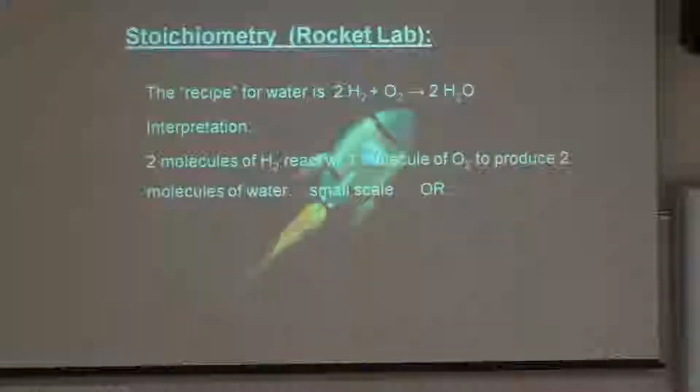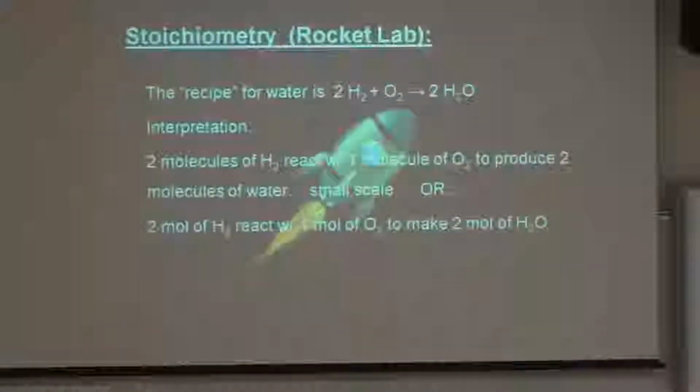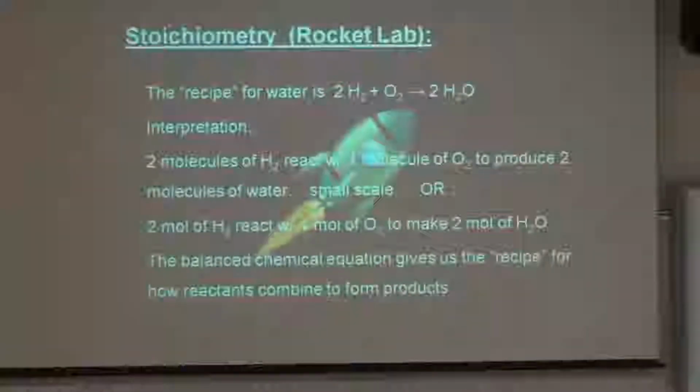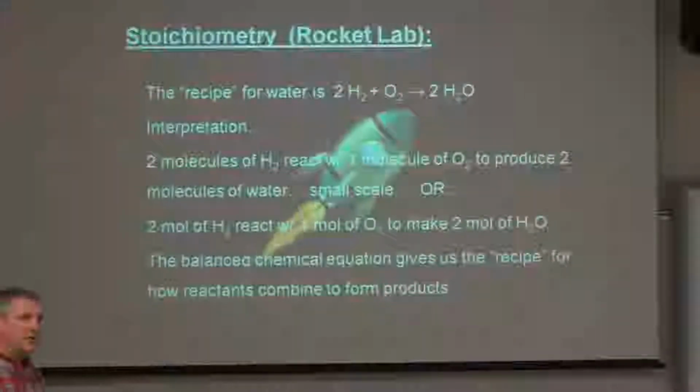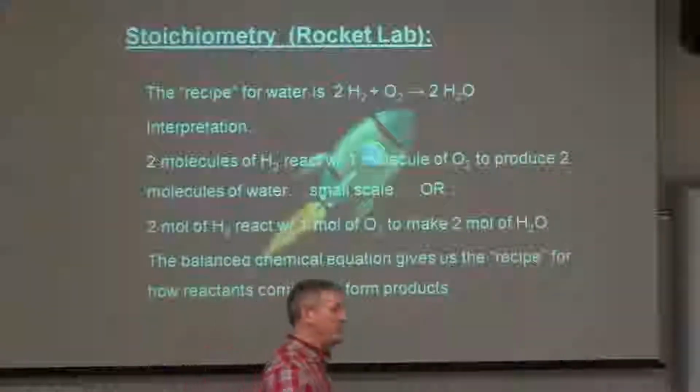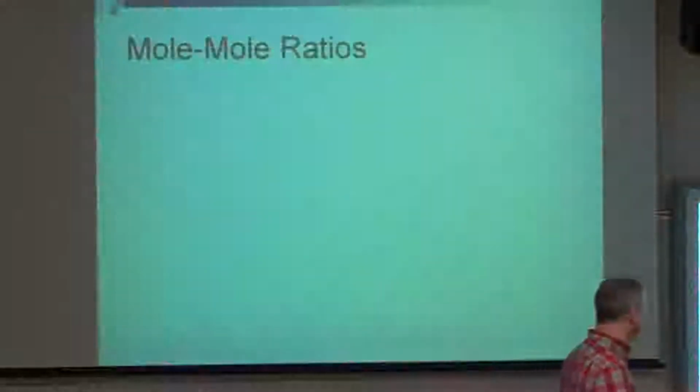We're looking at the coefficients to say that we need 2 of these and 1 of these to make 2 of those. That's all that's saying. On a small scale, we can talk about atoms or molecules. On a larger scale, we're going to talk about moles. That's what we've been talking about, larger scale. But it's the same ratio. So the balanced chemical equation tells you how much of each piece you need to make what you want.